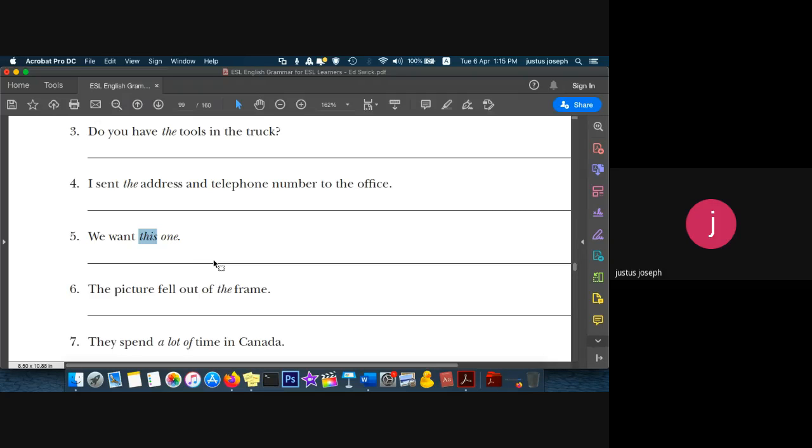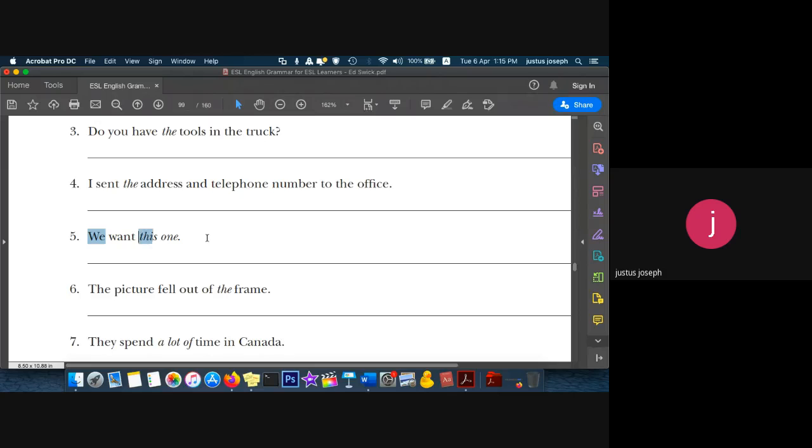How will you change this? We want this one. What is the possessive of we? Ours. Yes. We want ours. Okay, that is how it will change. We want ours, not this one.